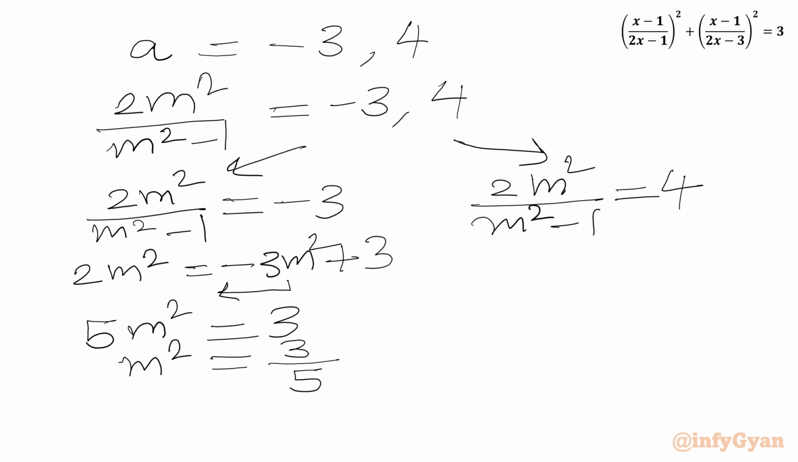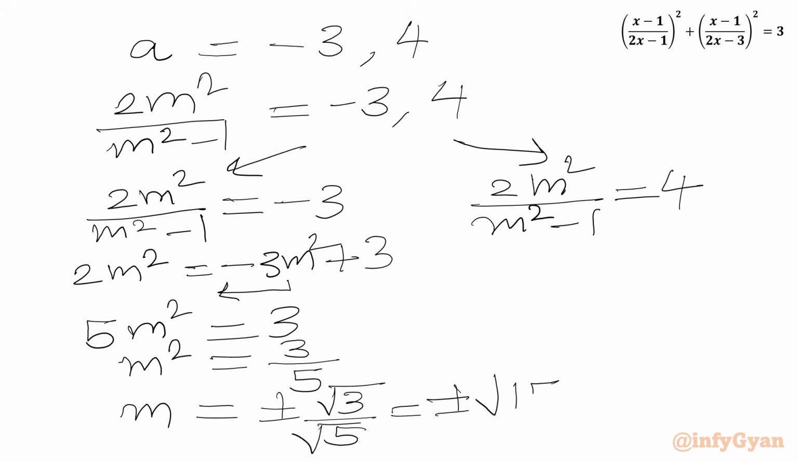Now we can take square root both sides. We will get m equal to plus minus square root 3 over square root 5. Or we can rationalize our denominator and write plus minus square root 15 over 5.